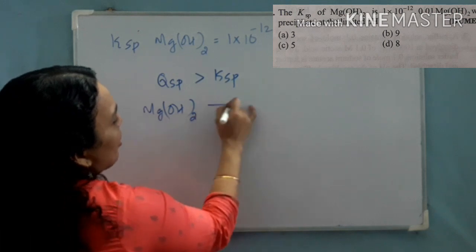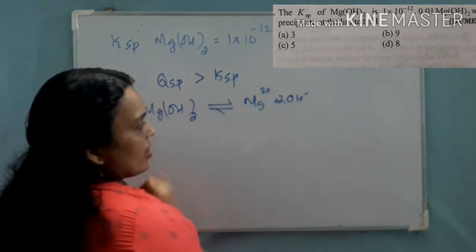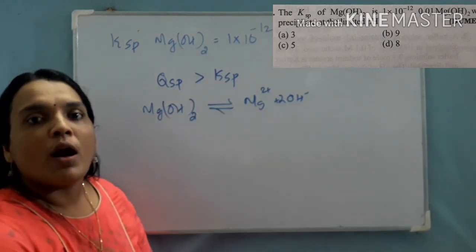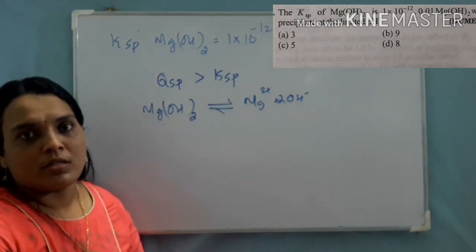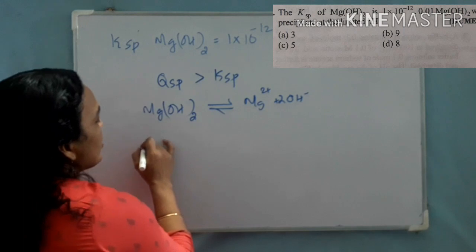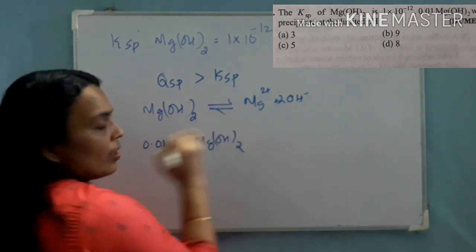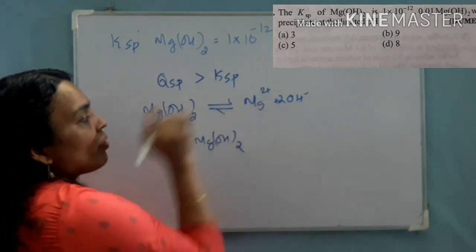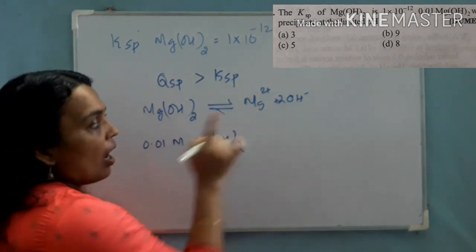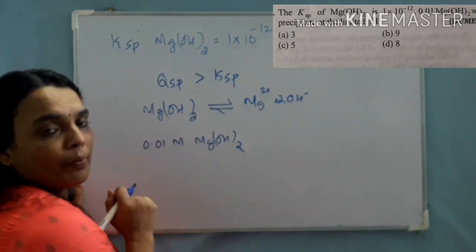In the case of magnesium hydroxide, it dissociates to Mg2 plus and 2OH minus. So the condition at which the QSP value is greater than the KSP value, at that condition precipitation occurs. Now it is given 0.01 molar magnesium hydroxide. So here the maximum concentration of magnesium 2 plus ion is 0.01 itself. And the OH minus ion we don't know. We want to calculate the minimum pH required to precipitate.